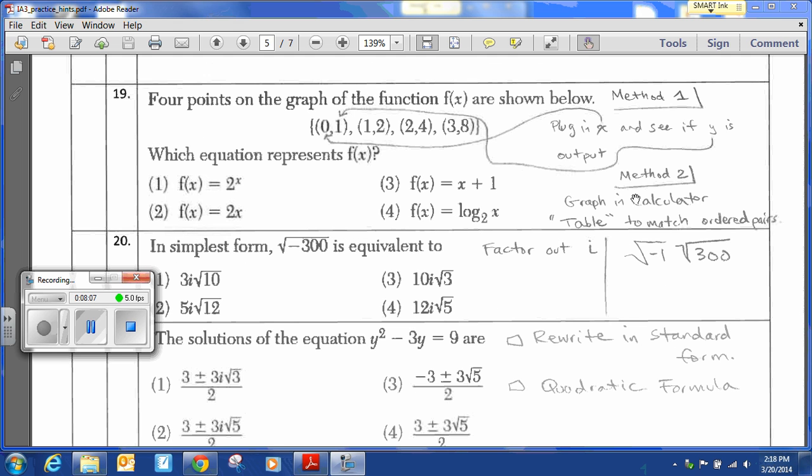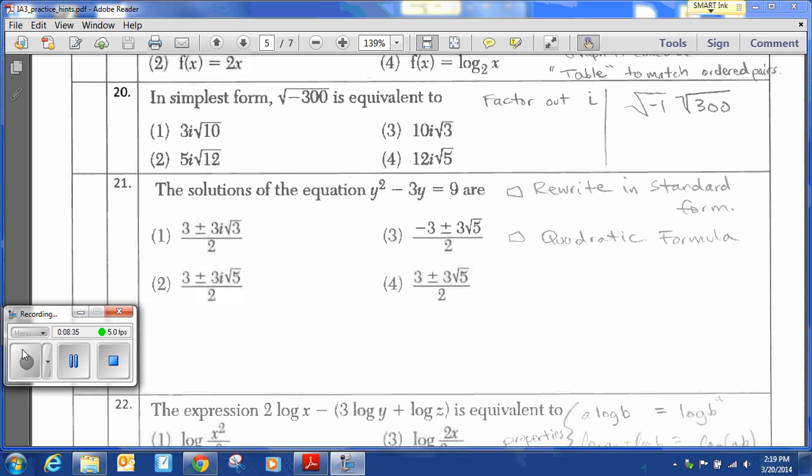All right, number 19, you have a couple different methods. You can plug in x, so you take 0, you plug it in here. 2 to the 0 power is 1, right? Plug in 0 down here, 2 times 0 is not 1, so you know the answer cannot be 2. Another method is you graph each of these in your calculator, then you hit table, and then you compare the ordered pairs to see if it matches up the x and y values in the table.